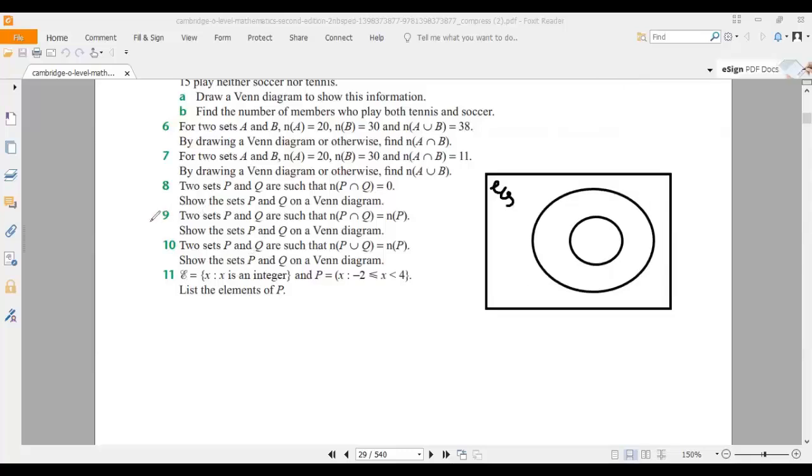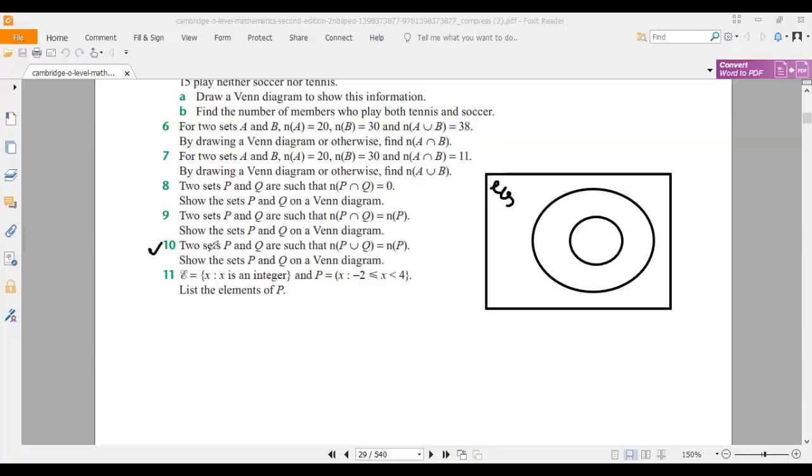Now question number 9 says two sets P and Q are such that n of P intersection Q equal to n of P. Show the sets P and Q on a Venn diagram. If we find the both one, that means the common element of P and Q, that will be P. So P should be the inside one and Q should be the outside one. Okay, so here we can easily say, if I want to find n of P intersection Q, that means the common element of sets P and Q, that will be the elements of P.